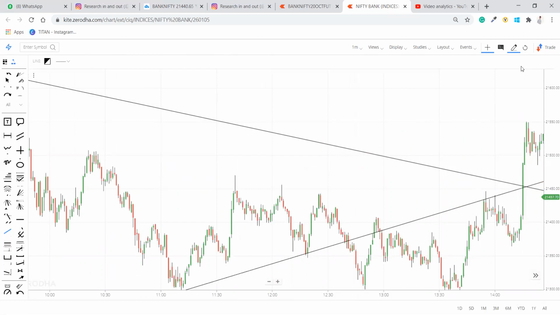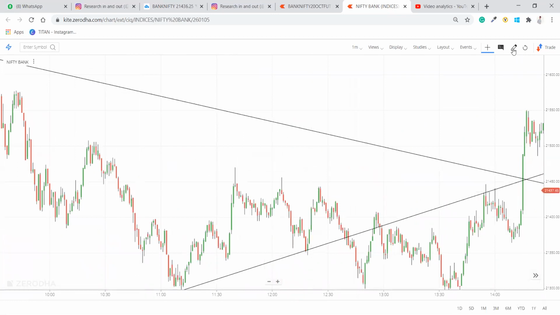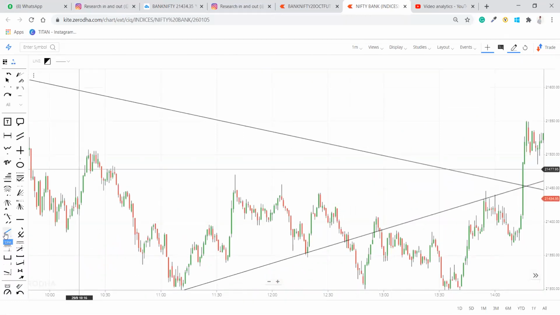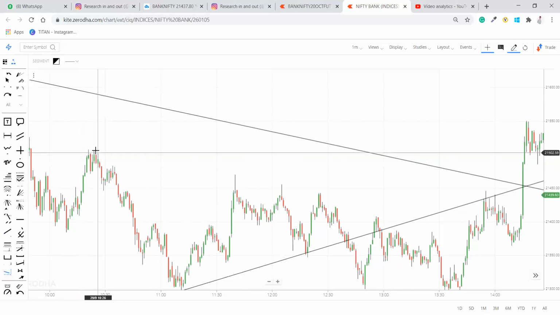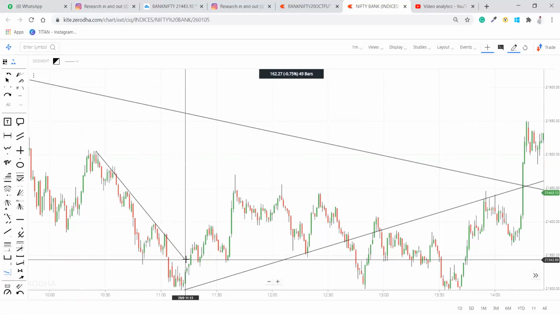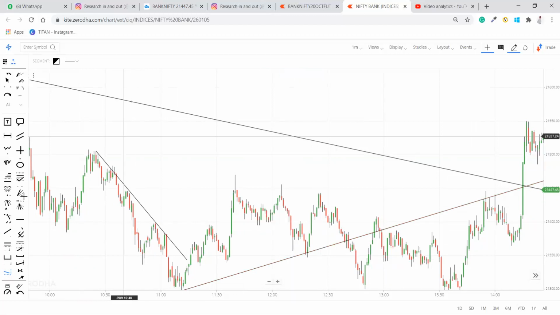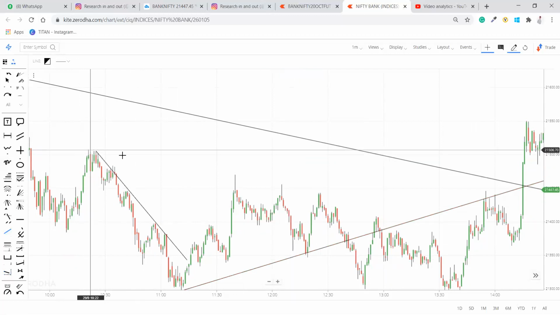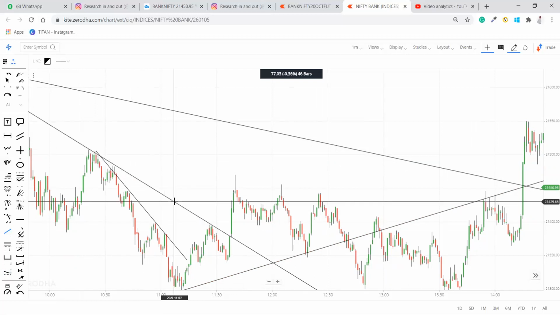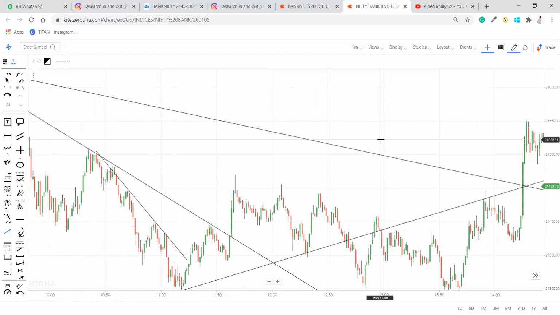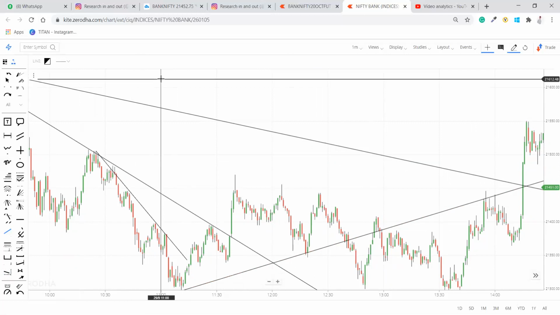For drawing a trend line, in Kite Zerodha, you have to go to draw. Click on this line, there will be line, or else you can click on this segment as well, which is known as segment. So segment will just help you in drawing from one point till another point, and line you just have to draw like this, and you can just move according to the need. This is the difference.